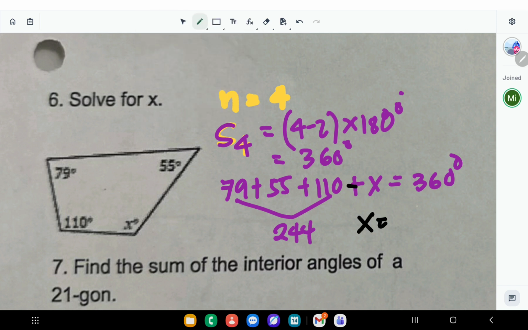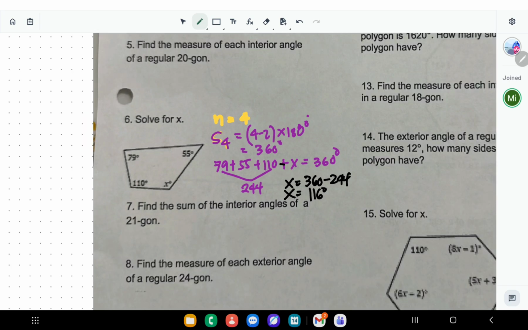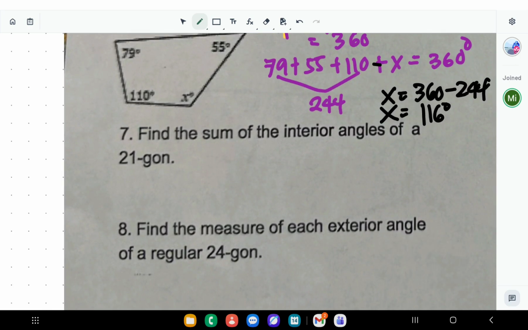So what is the value of x now? x is 360 minus 244. 116. Okay, so that is the value of x. Okay, number 7. Find the sum of the interior angles of a 21-gon. Sum of interior angles.